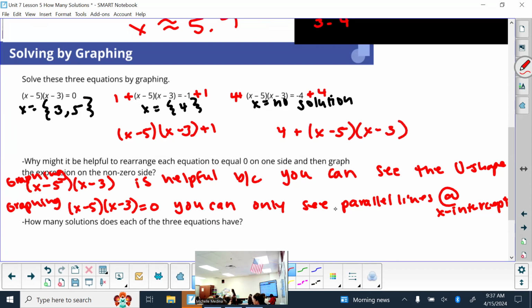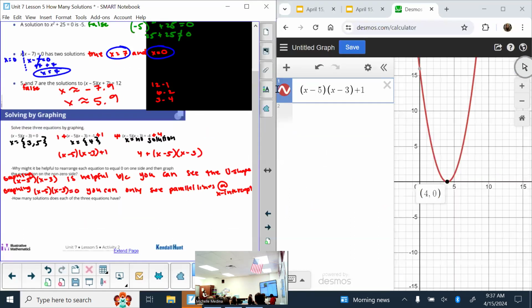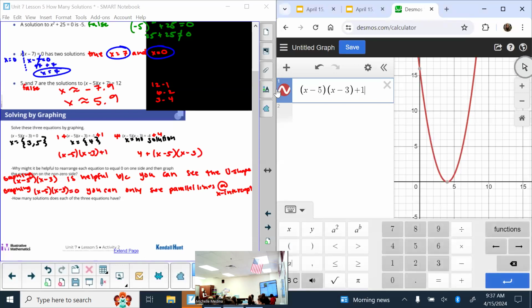Now, if I type this in Desmos, I can see my solution for that. So +4, because that's what we have to do to make it equal 0. Why does this one have no solution? It doesn't touch the x-axis at all.